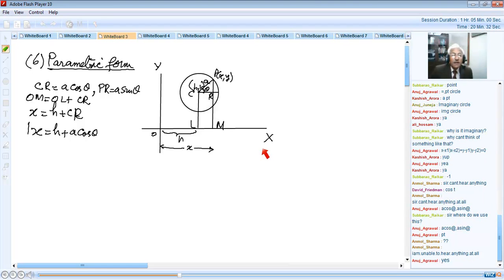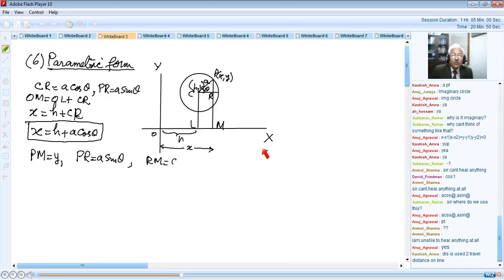Now similarly, this is x. Now I take up y. You know that PM is equal to y and PR is equal to a sin theta and RM is equal to CL is equal to k. Therefore we get PM is equal to RM plus PR, that is, y is equal to k plus a sin theta.